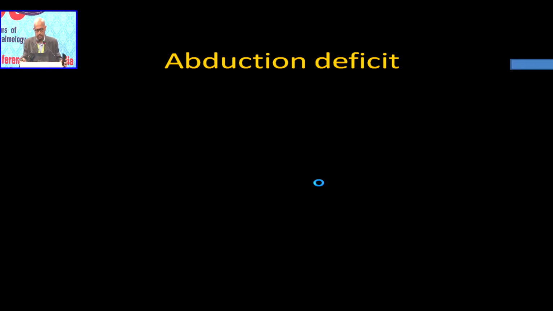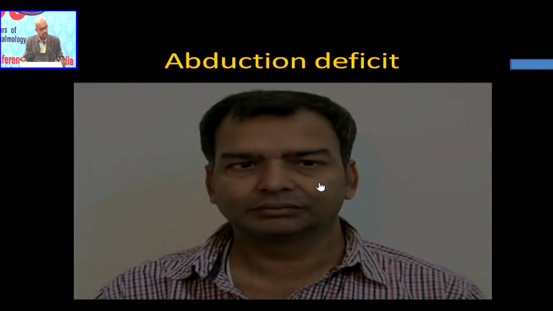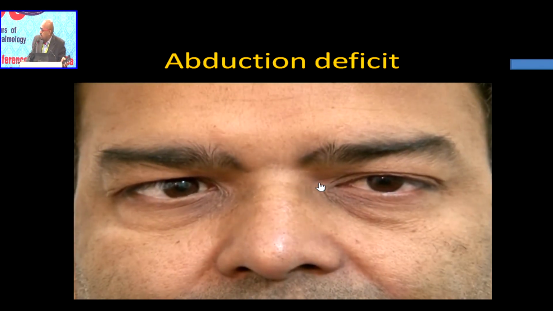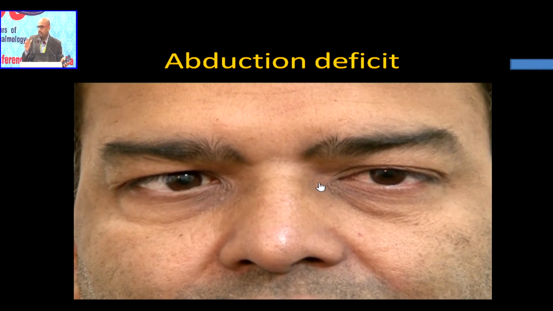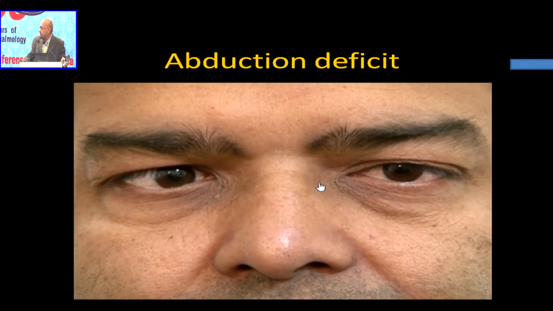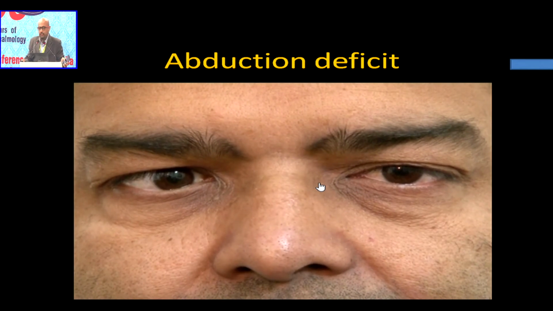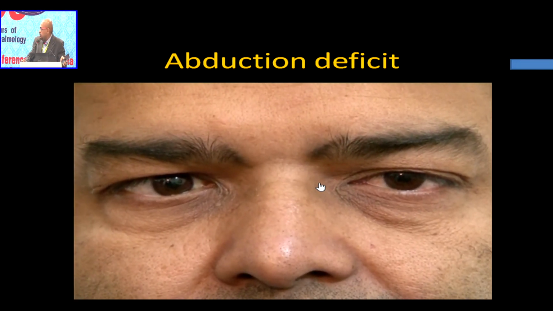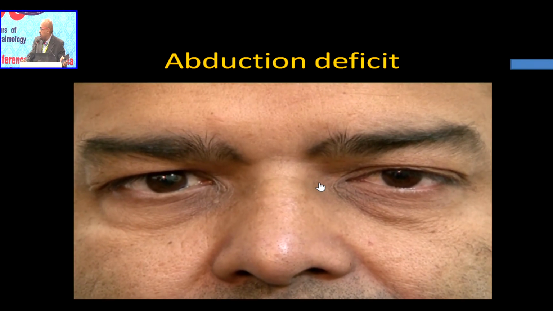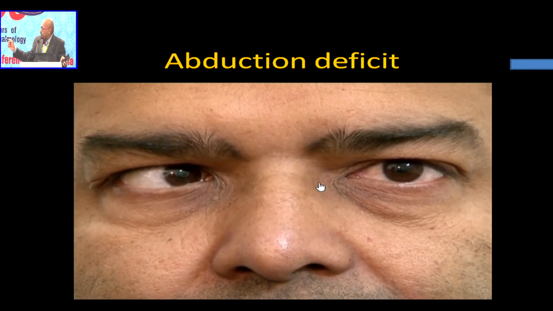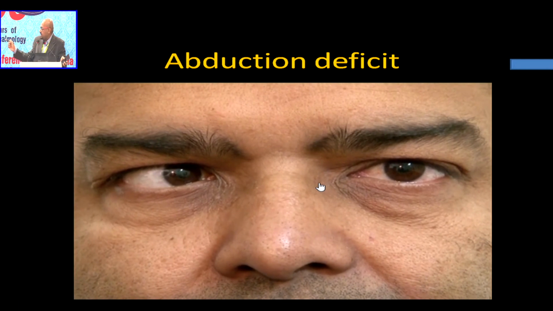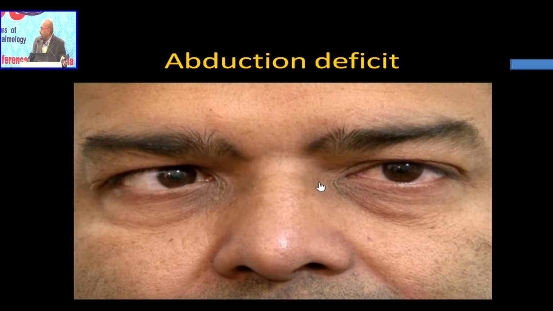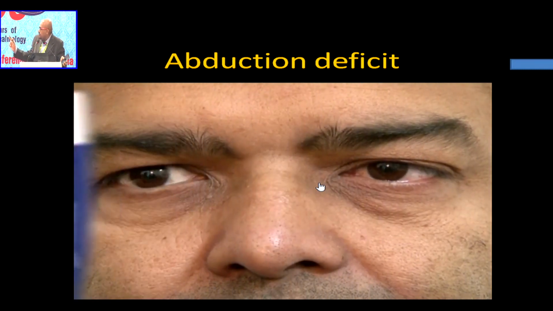And this is the third video of an abduction limitation. What is the first impression? Esotropia, exotropia? Esotropia of which eye? Right eye. Now see carefully what happens when the patient looks to the left and to the right. This is the patient looking to the left. What do you find here? Abduction limitation of which eye? Left eye. Look at the left eye carefully.